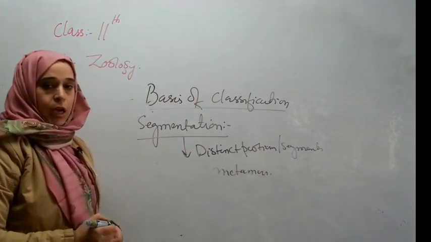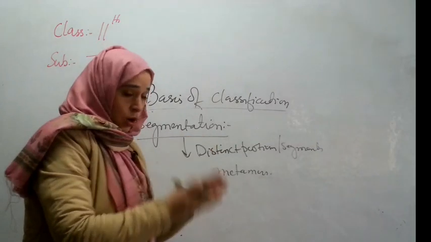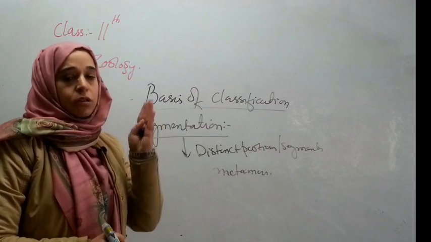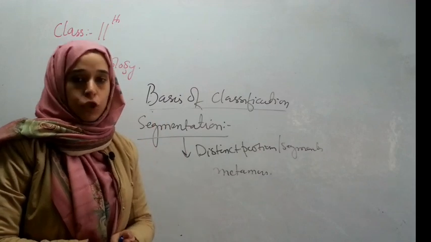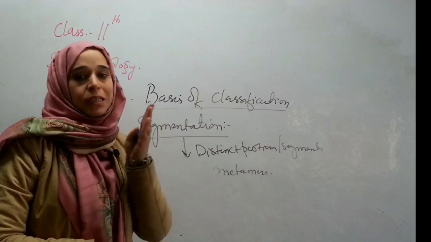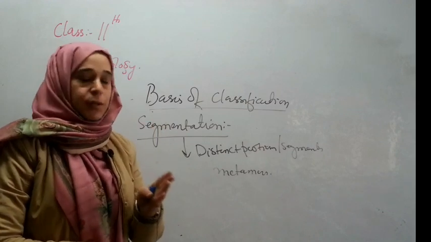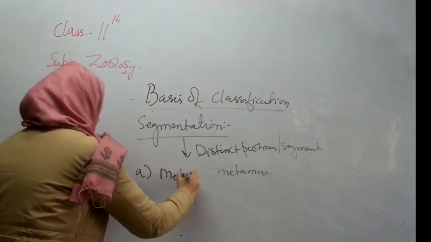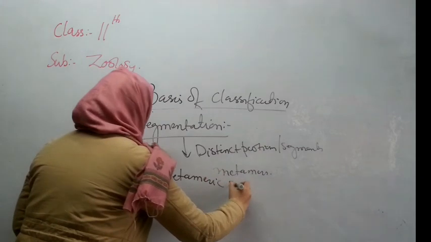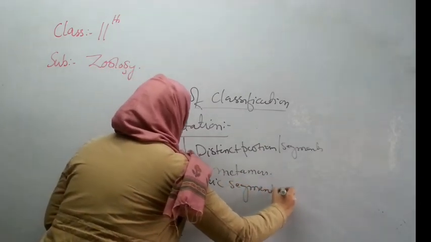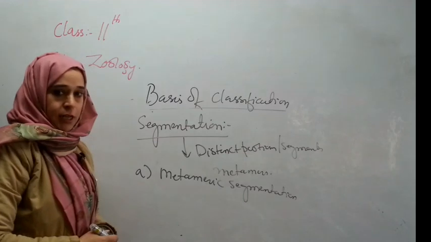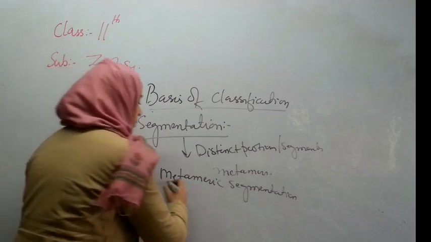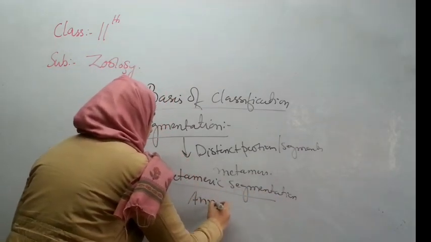Now, dear students, we have certain animals where the organism is divided both internally as well as externally. That means the internal division corresponds to the external division, that is, the internal segments correspond to the external segments. That sort of segmentation is known as metameric segmentation. Here the organism is divided both externally as well as internally. This can be seen in annelids.